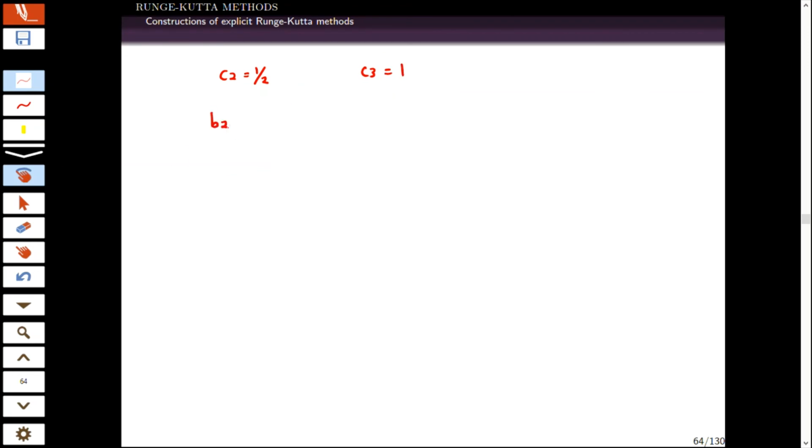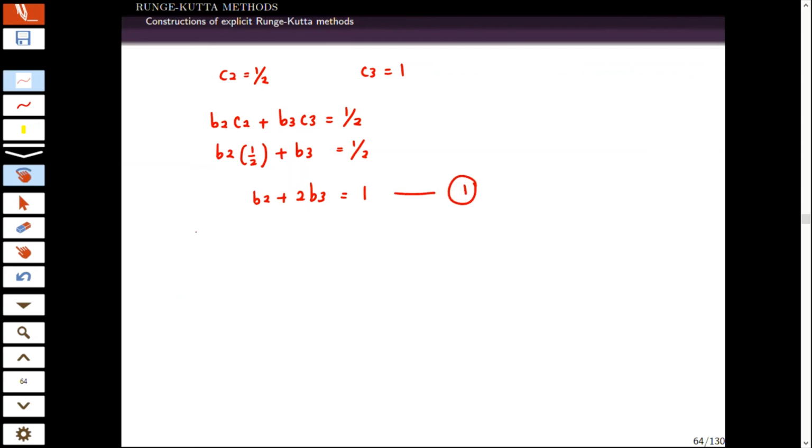So B2 C2 plus B3 C3 equals half. So we have C2 is half, so we have B2 half plus B3 equals half. So multiply everything by 2, I have B2 plus 2B3 equals 1. This is the first condition.